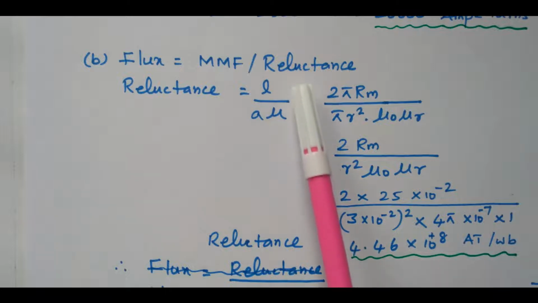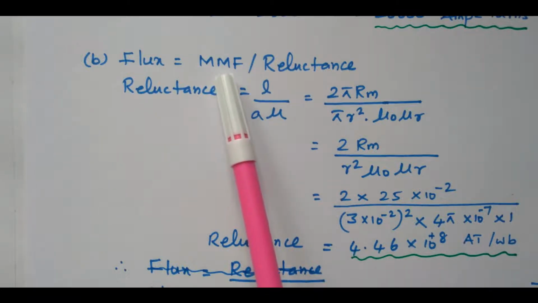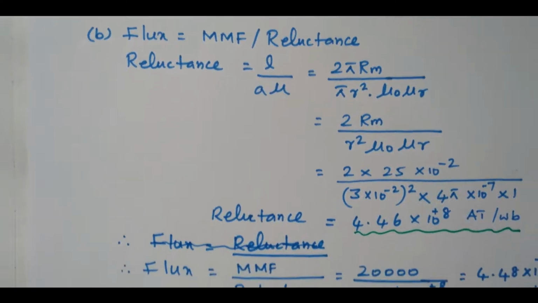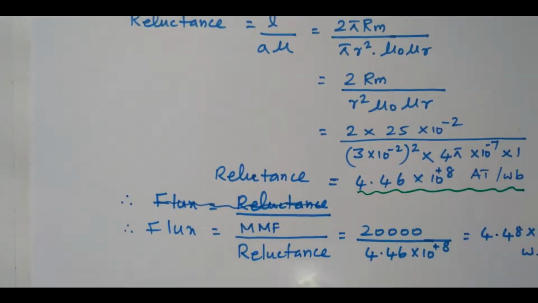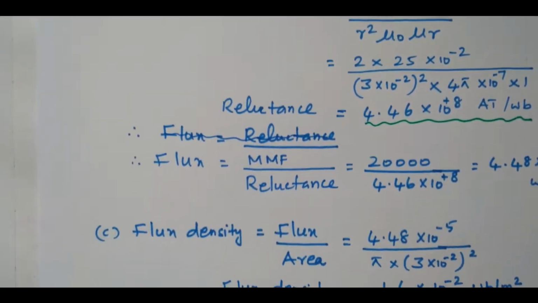So the reluctance value is available, and mmf we already calculated, so that we can calculate the flux. So flux equal to mmf divided by reluctance. So 20,000 divided by 4.46 into 10 to the power 8, what we calculated here. So that is equal to 4.48 into 10 to the power minus 5 Weber. The flux is nothing but 4.48 into 10 to the power minus 5 Weber. Now we'll go to the third one, flux density.